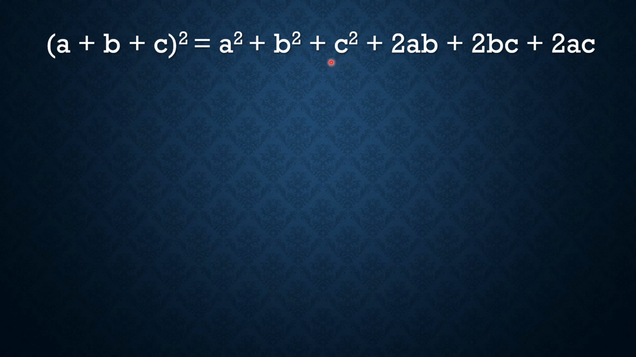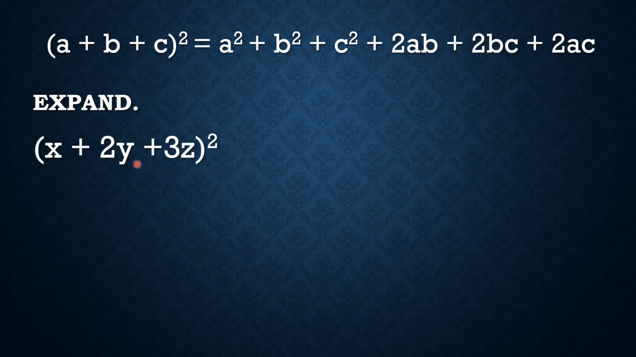Then, get twice the product of the combination of each term. So meaning, A and B, multiply natin, A times B is AB times 2, we get 2AB. Another combination, we have B and C, so B times C is BC times 2, we get 2BC. Then last, we have A and C, so A times C is AC times 2, we get 2AC. So ganyan ang ginagawa to square a trinomial. Let's try to expand this expression. Square natin ang trinomial na ito.